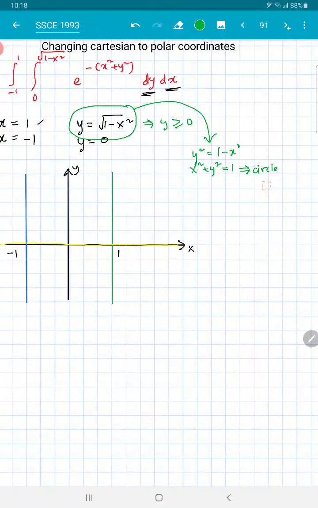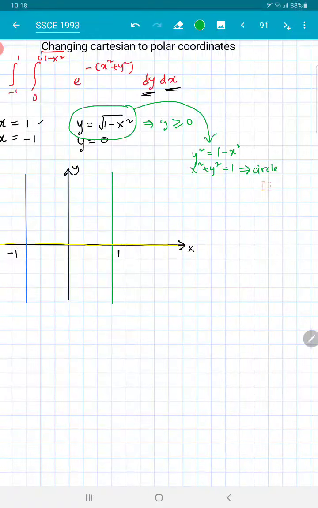Alright, so now we can change the Cartesian into polar coordinates. I'm going to copy this. So we're going to change the Cartesian double integral into polar coordinates.